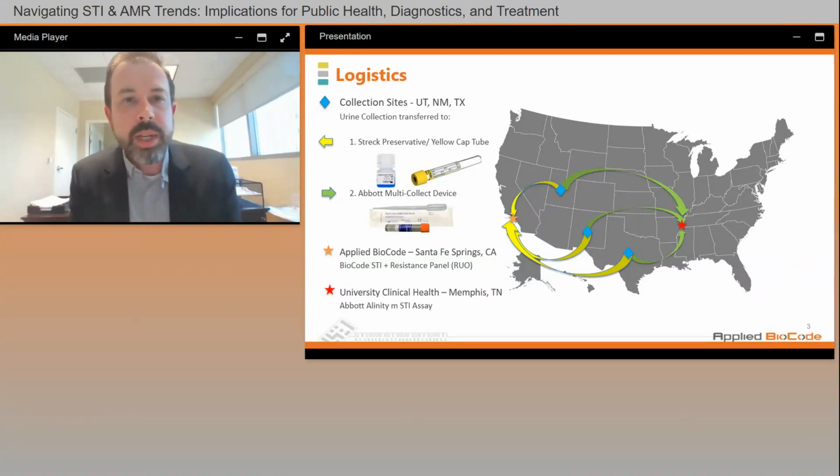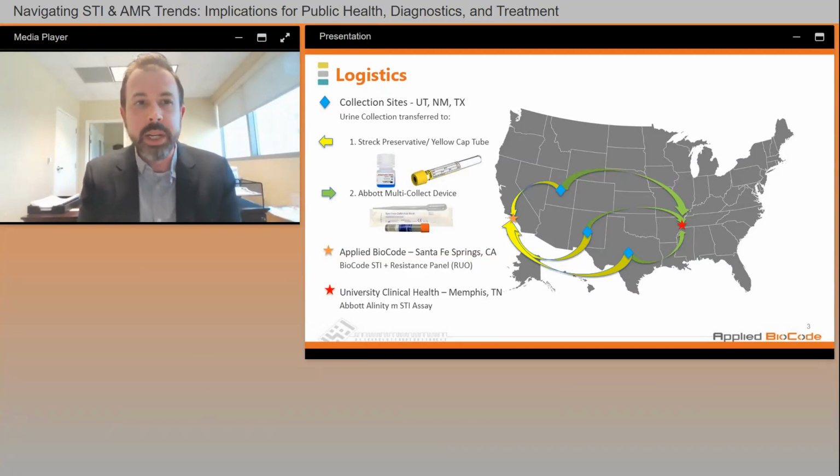All right. So we have 2 testing sites for the study. One is the Applied Biocode in Santa Fe Springs, California, which is handling the STI plus resistance panel, and then University of Clinical Health located in Memphis, Tennessee, where we're running the Abbott Alinity M STI assay. UCH has verified the Alinity M assay for clinical use and is a CAP accredited, CLIA certified laboratory. We work in partnership with the University of Tennessee Health Science Center, as well as with multiple medical systems here in the Memphis area. So we're quite familiar, unfortunately, probably with STIs with our patient population.